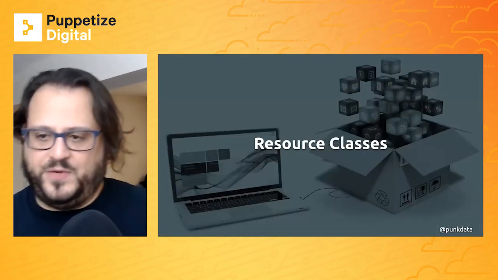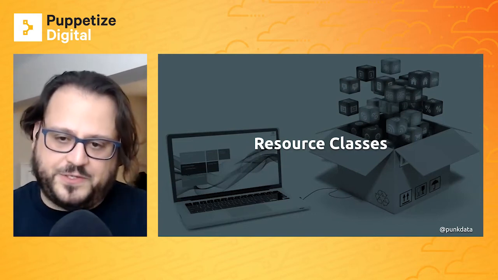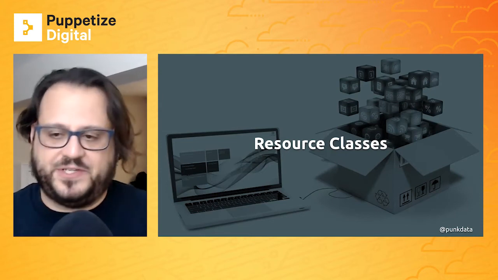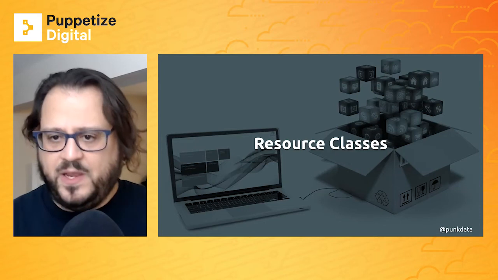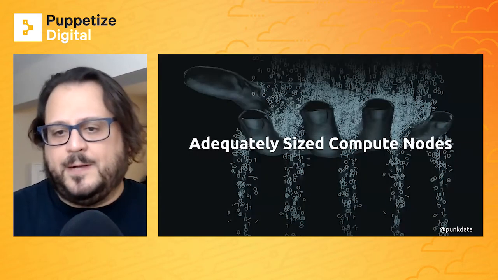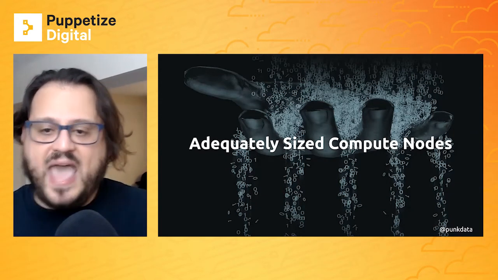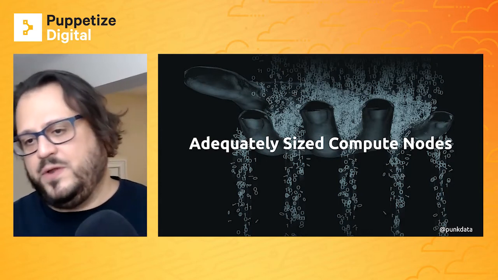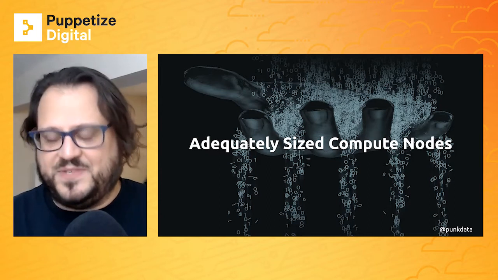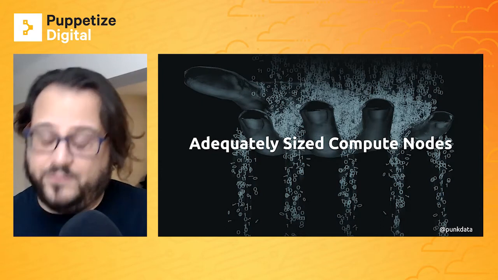So let's start off with resource classes. Resource classes, in this sense, I'm using the term to describe all the compute nodes or the compute resources that we leverage in our CI/CD pipelines. Most folks that I talk to have issues with resource classes, and the issues are that they're inadequately sized for the processing jobs that they're trying to accomplish with those inadequate resources.